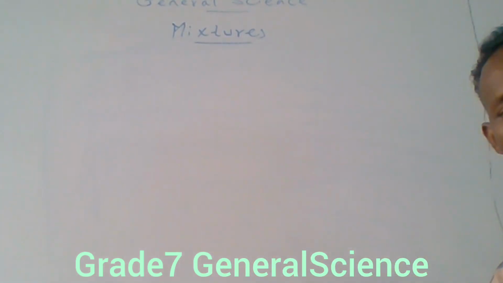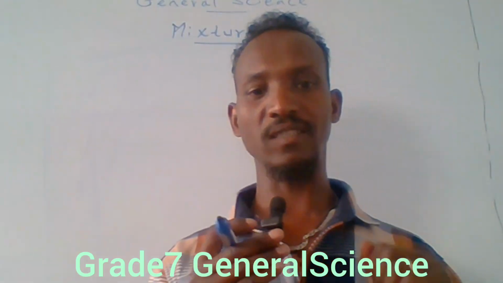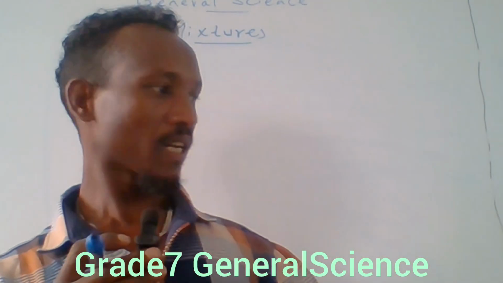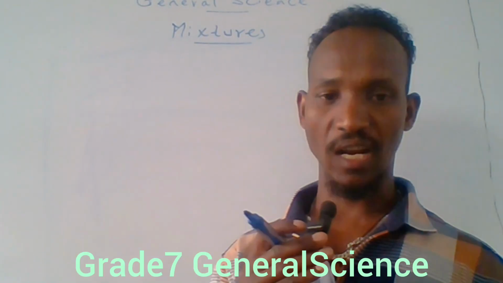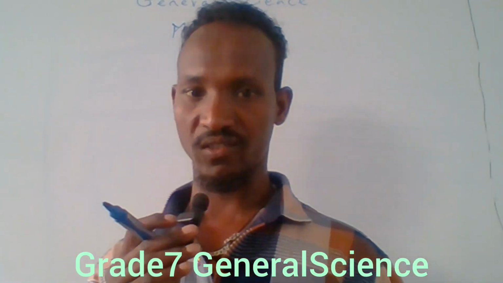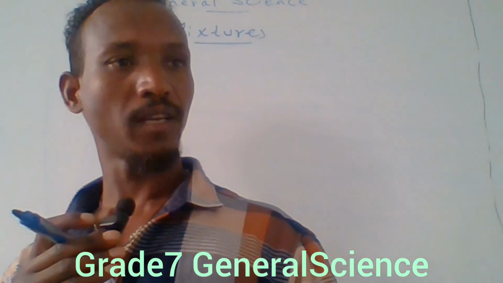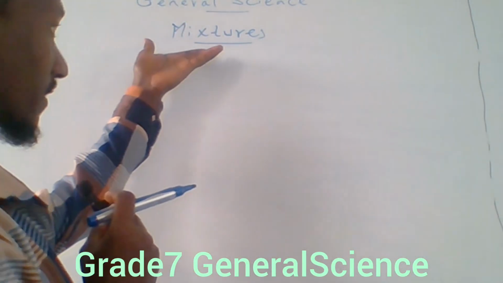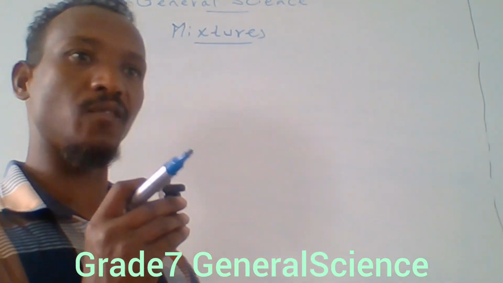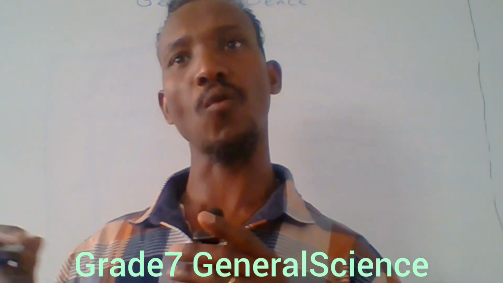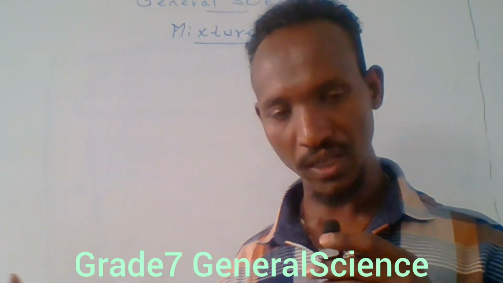Before this, we have discussed the classification of matter, the classification of pure substances and mixtures, and also compounds and elements. So our point of discussion is focused on mixtures. But before that, as we discussed in the previous class, compounds are a form of pure substance that is made up of what? The combination of two or more different elements by chemical means.